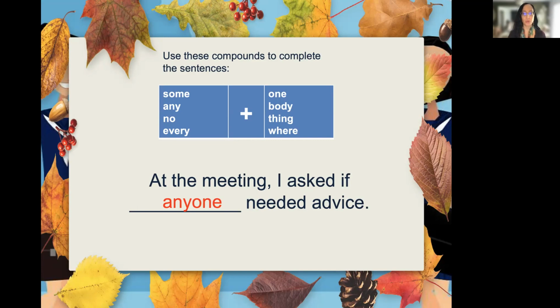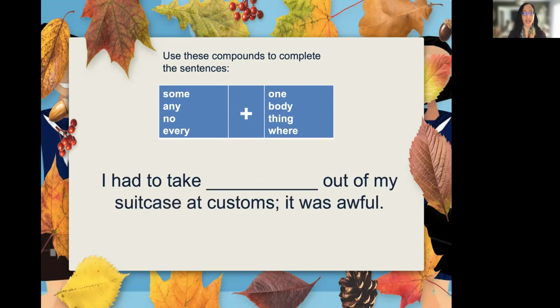Okay, it's up to you what you want to communicate. Did that make sense? Okay. I had to take blank out of my suitcase at customs. It was awful. Which compound word or indefinite pronoun could it be? I had to take everything out of my suitcase at customs. It was awful. Starting to make sense now?